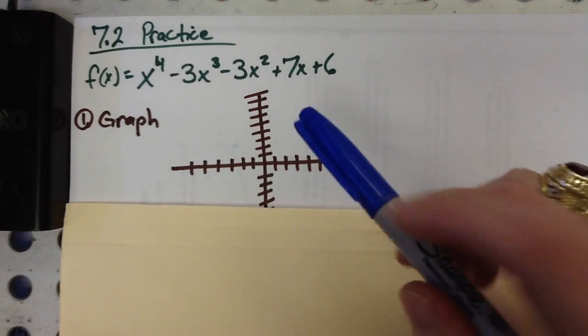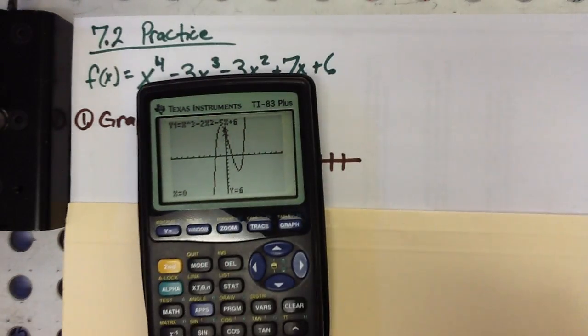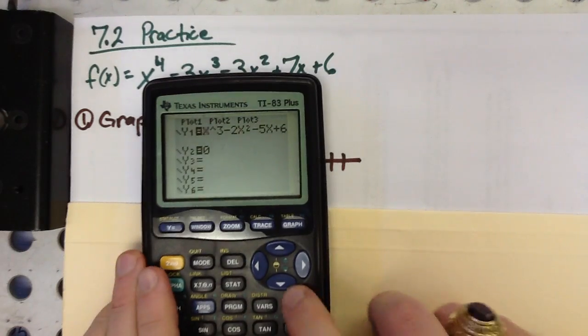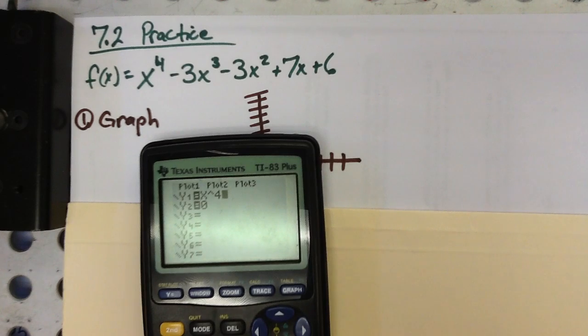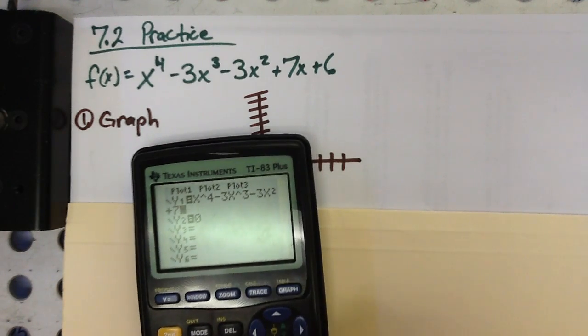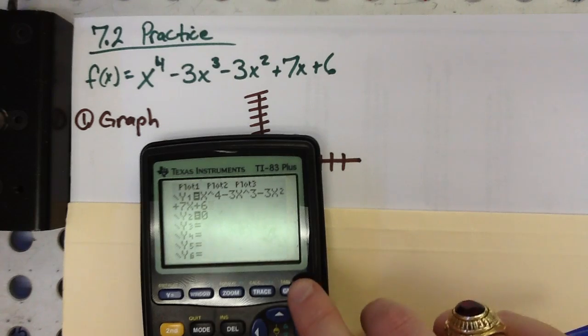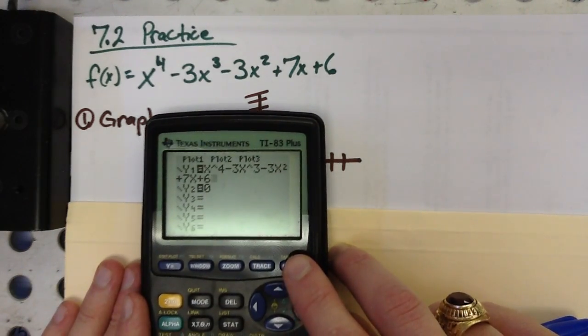Now, before we put this on our graph, we want to use the calculator. Okay, so I've still got the last one in here. So x to the fourth minus 3x to the third minus 3x squared plus 7x plus 6. Yeah, always good to double check, make sure everything's looking pretty good.